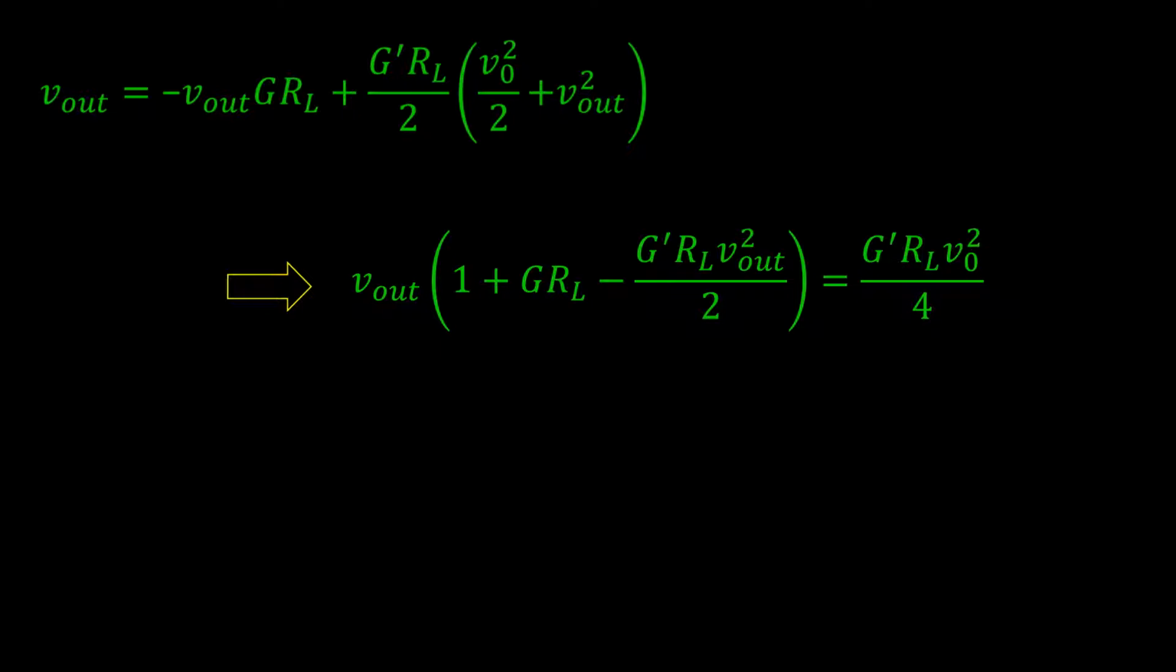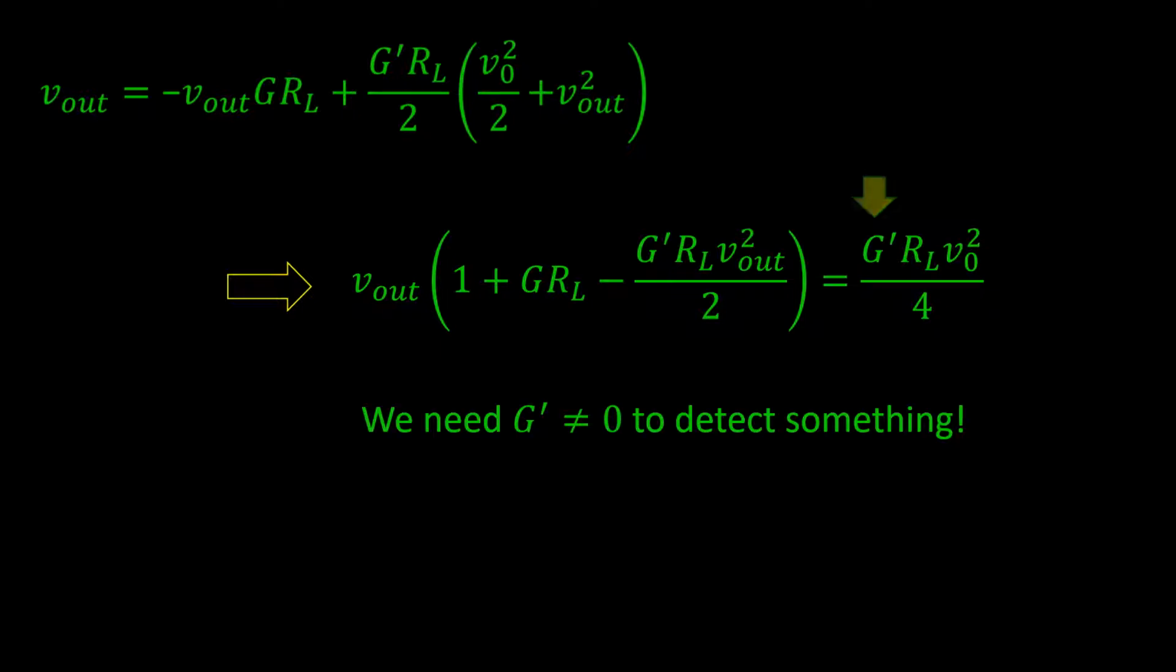We can see that the term depending on VRF is proportional to G', but G' is the derivative of the conductance. Let us assume that our device is linear. If it is linear, G is constant and G' is 0. As a result, we can apply to the input a radio frequency signal as large as we want. We will detect nothing. In other words, we need a nonlinear device as we anticipated.